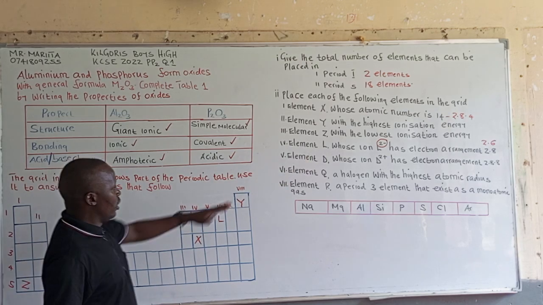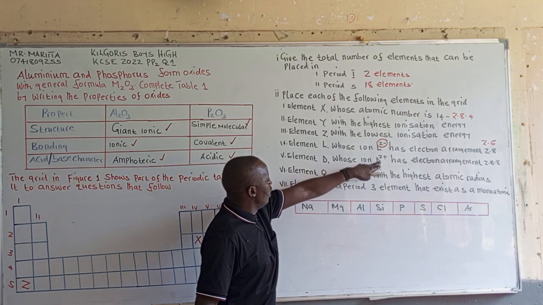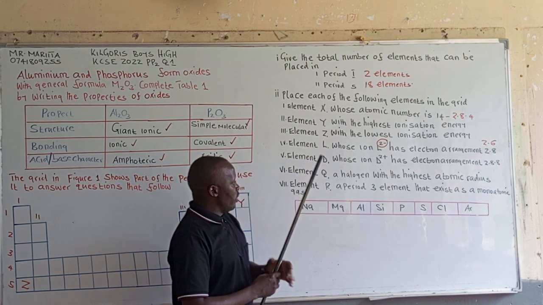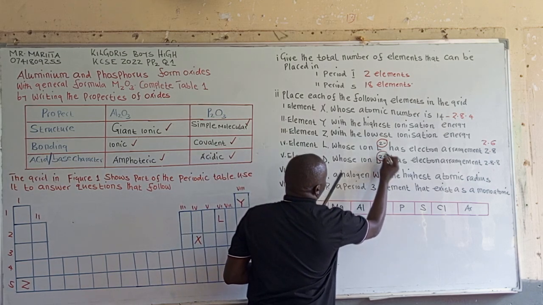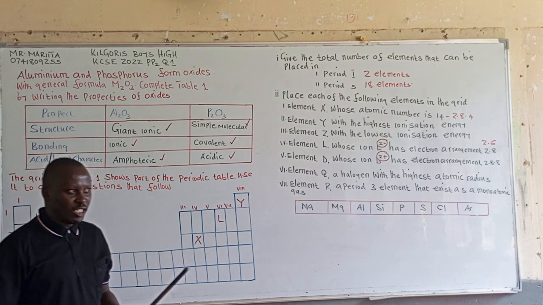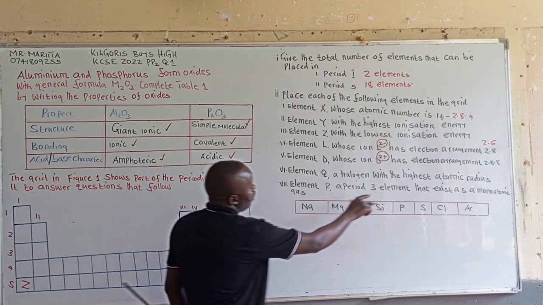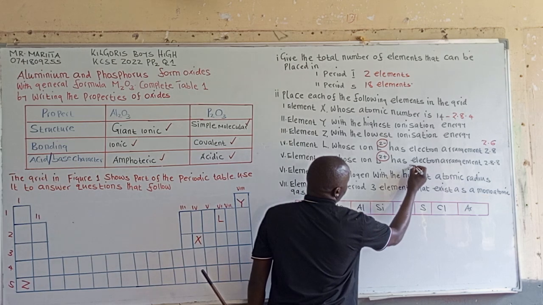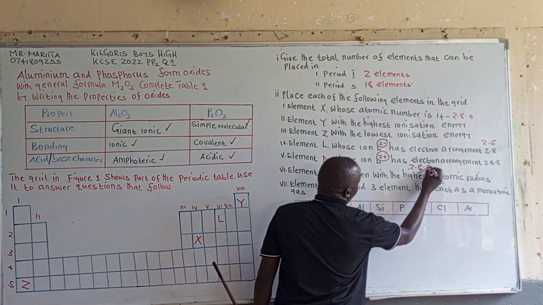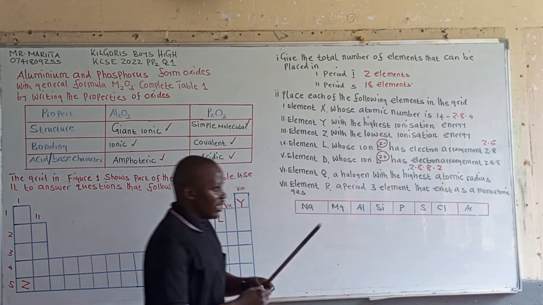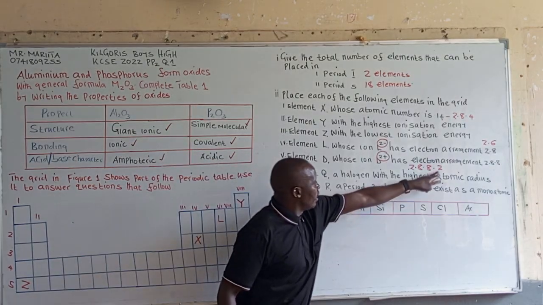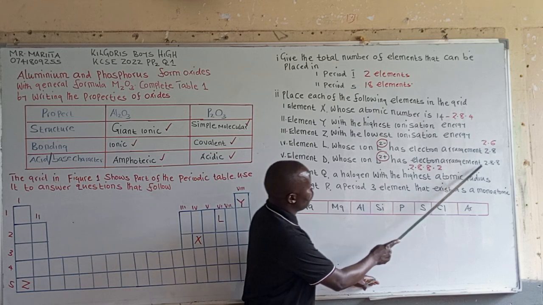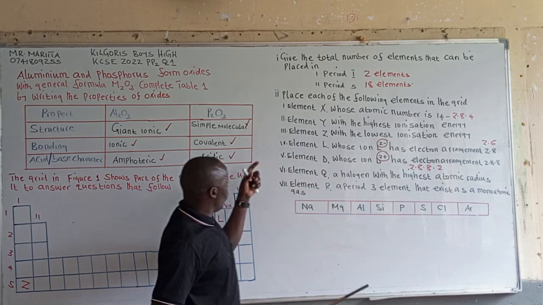Then we have element D, whose ion D2 plus has an electronic arrangement of 2.8.8. When we have these 2 positive charges, it means the element forms an ion by losing 2 electrons in the outermost energy level. Therefore, the electronic configuration of that element will be 2.8.8.2. When this element loses the 2 electrons, it will form an ion D2 plus with ionic configuration 2.8.8.